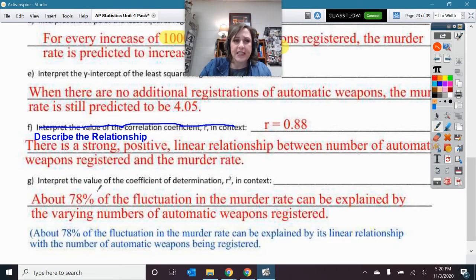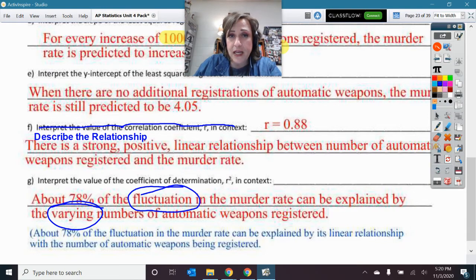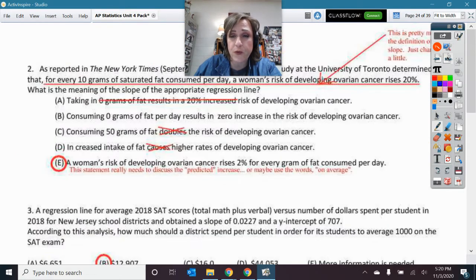About 78%. Interpret the coefficient of determination: about 78% of the variability, or the fluctuation, in murder rate can be explained by the varying numbers of automatic weapons registered. Make sure you have those fluctuation words in there.